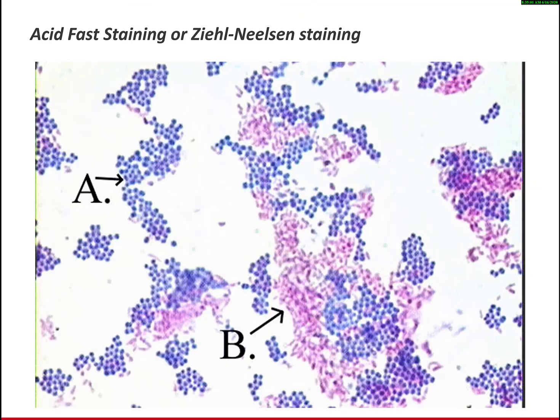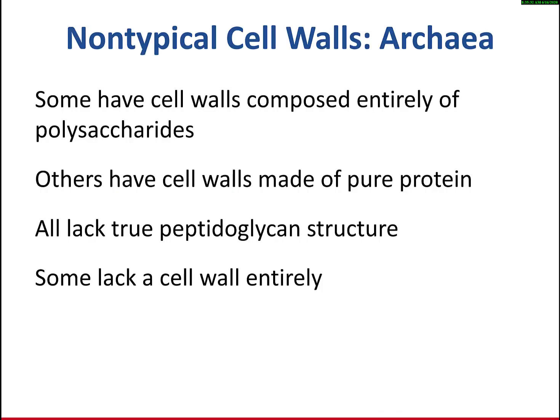We can see this under a microscope using the acid fast or Ziehl-Neelsen staining. Now, the acid fast stain was identified by Ziehl and Neelsen, and we see the acid fast staining with the weirdness of it looking more like a gram positive type of stain, and that's what we are looking for.